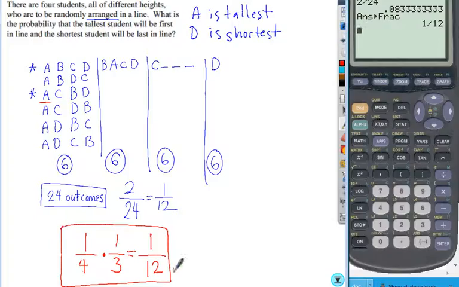Keep in mind this idea of multiple events in probability. If I want the tallest student to be first in line and the shortest person to be last, we can use multiplication. But if you forget, draw pictures, create lists, do something to try to get yourself points on these questions. Good luck with probability.